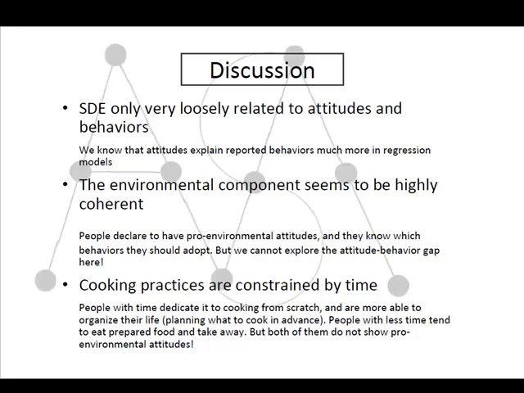But basically what you can see is that socio-demographic and socioeconomic variables are very loosely related to attitudes and behaviors. Now, when I ran all my regression models, what I saw is that attitude seems to explain much more of the reported behaviors than the socio-demographic and socioeconomic variables. The environmental component seems to be highly coherent. So basically what it's telling us is that people declare to have pro-environmental attitudes, they know which behavior they should adopt, which doesn't mean that they will adopt it. So we're obviously exploring the attitude-behavior gap.